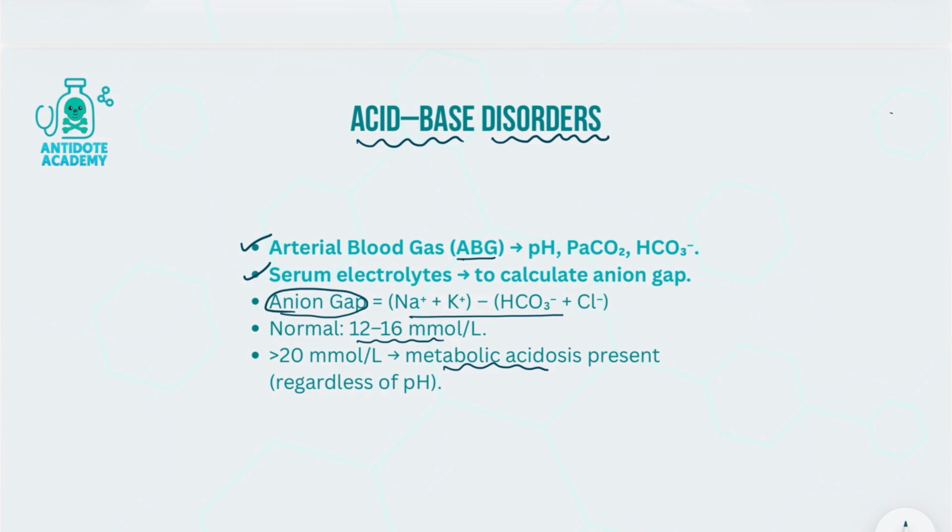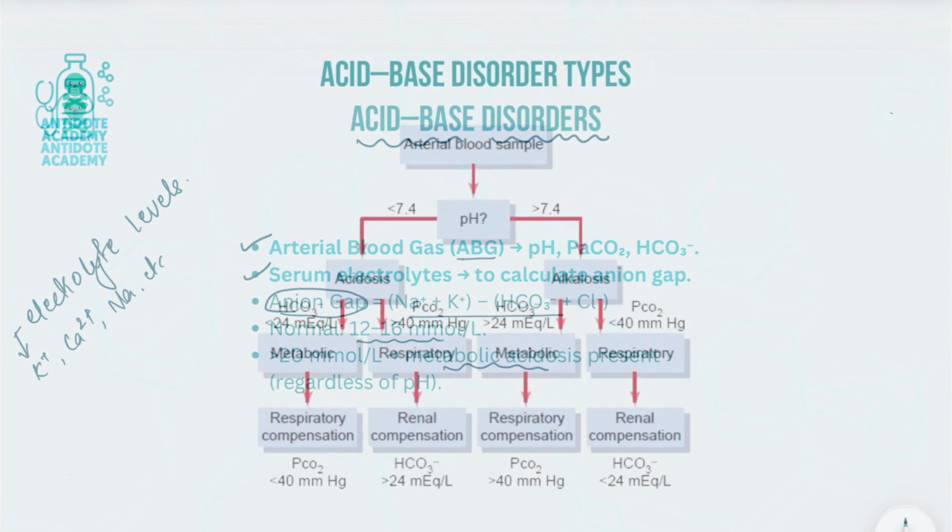Once we know the acid-base balance, we also need to check the electrolytes like potassium, sodium, and calcium, because poison can disturb these too. Then what we have to check are the electrolyte levels. And what are those electrolyte levels? That is potassium, calcium, sodium, etc.